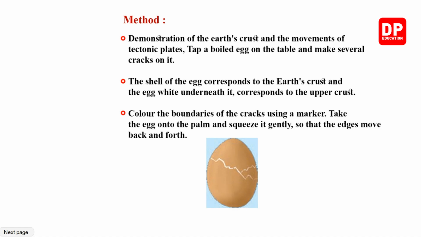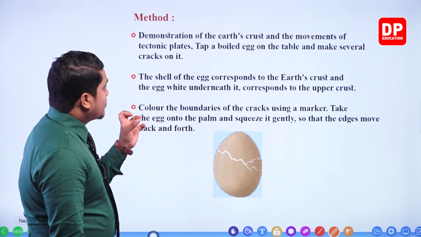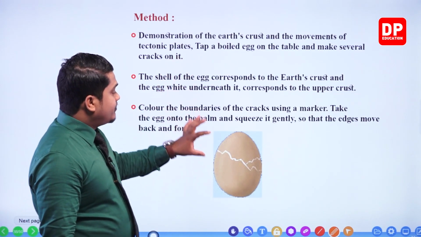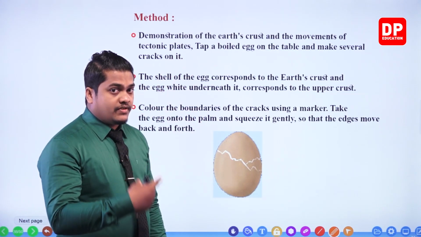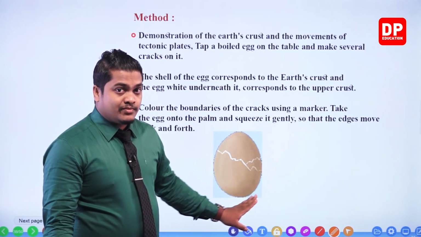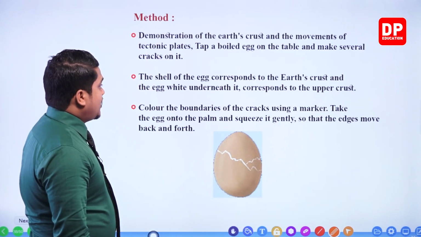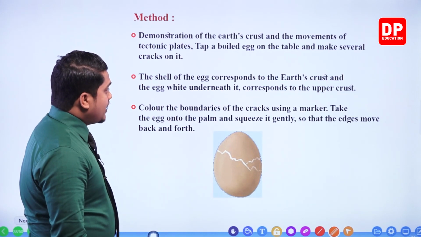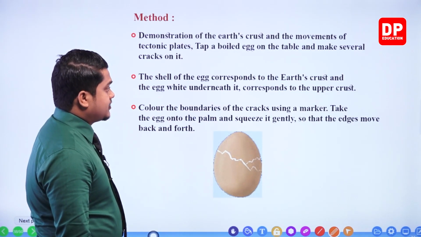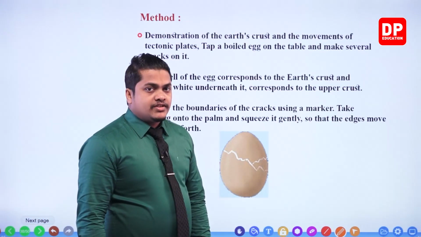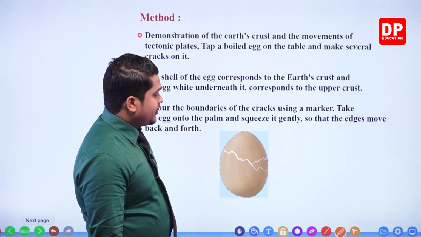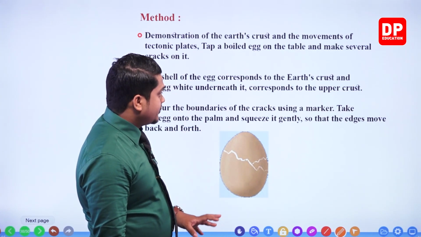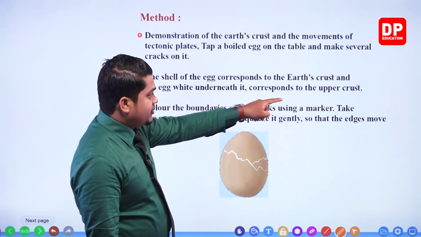Demonstration of the earth crust and the movement of tectonic plates. Here, tap a boiled egg on the table and make several cracks on it. So you have to tap the boiled egg on the table, or you can use your finger. Then you have to make some cracks as per the given figure. Okay. The shell of the egg corresponds to the earth crust and the egg white underneath it corresponds to the upper crust. Right. So actually there is a small mistake in here, my dear children. In your textbook also you have to correct this. Within this activity there is a small mistake which is given in here.